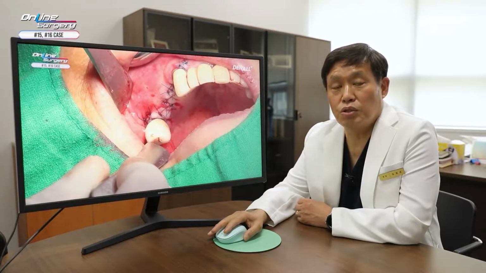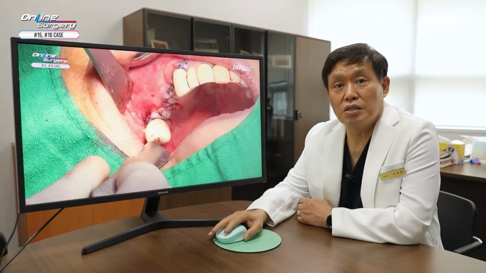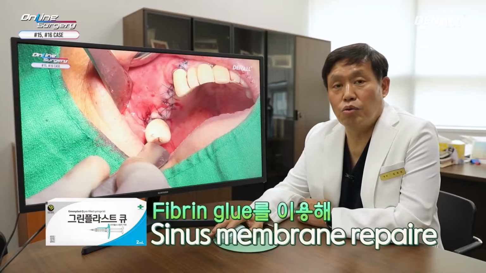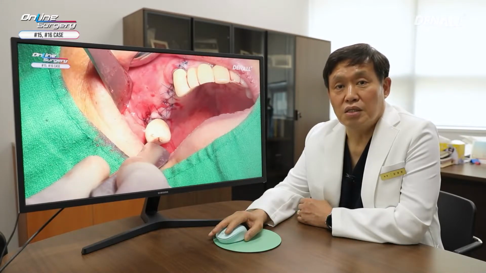As you've seen in the video before surgery, the sinus membrane thickening was observed in those cases because there's pathology. At times, there can be perforation. When there's a sinus membrane perforation, I've already mentioned this in a previous lecture, but you can use fibrin glue for repair. On the buccal side, there was a little bit of a defect.